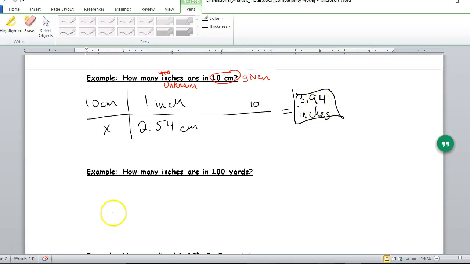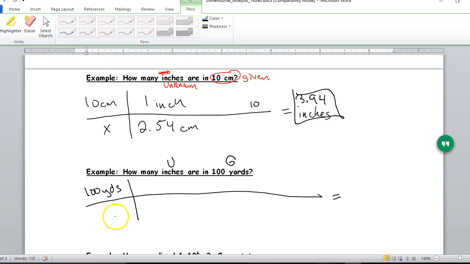All right, for the last example, how many inches are in 100 yards? So this is my given, 100 yards, a number with a unit. My inches is my unknown. I'm trying to solve for inches. All right, set up your T-chart. My given goes in the top left, 100 yards. My unknown is I'm trying to figure out how many inches that is. Okay, so we can do a conversion factor.